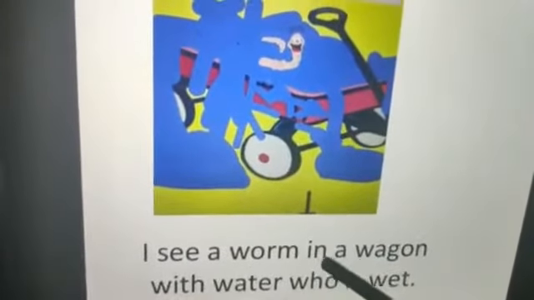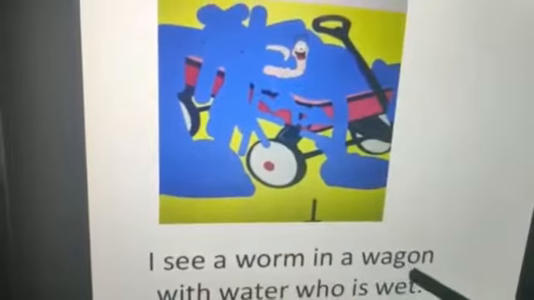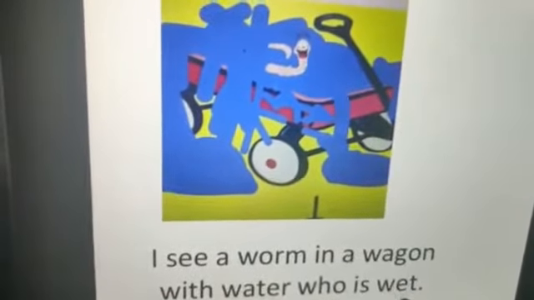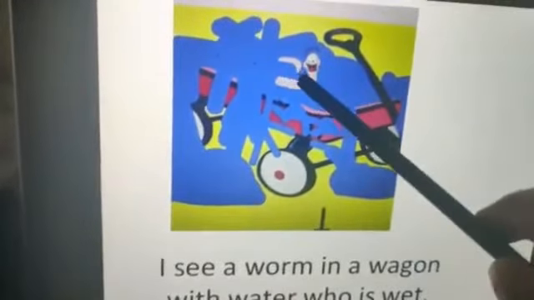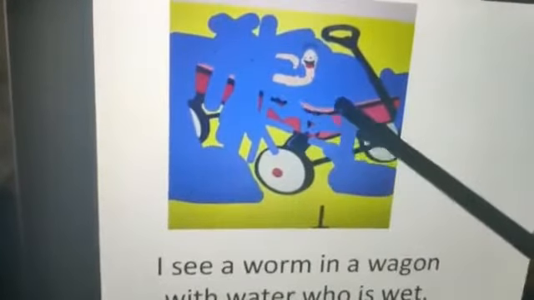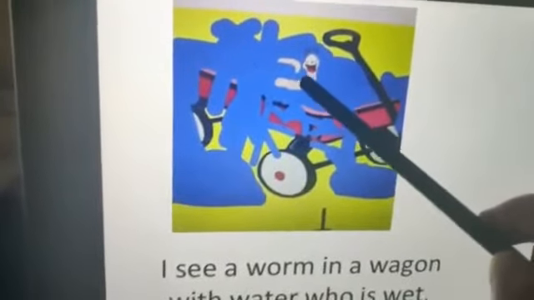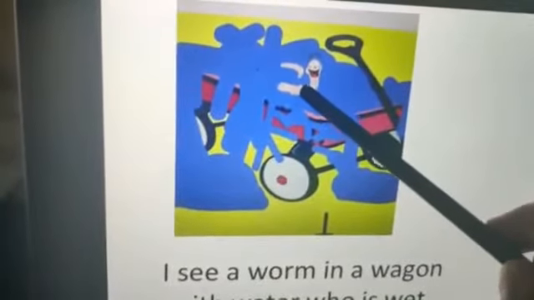I see a worm in a wagon with water and who's wet? A worm sitting in a wagon with water, and the worm is wet.